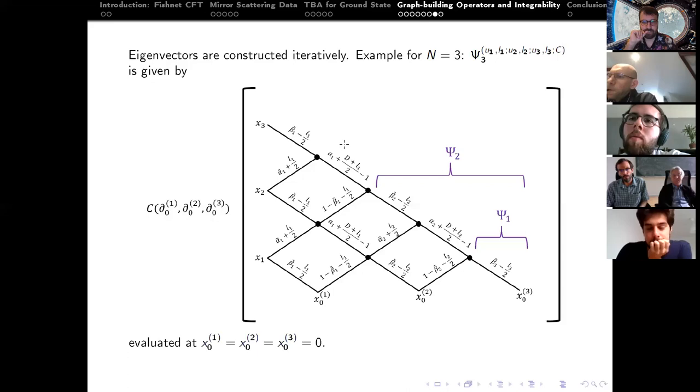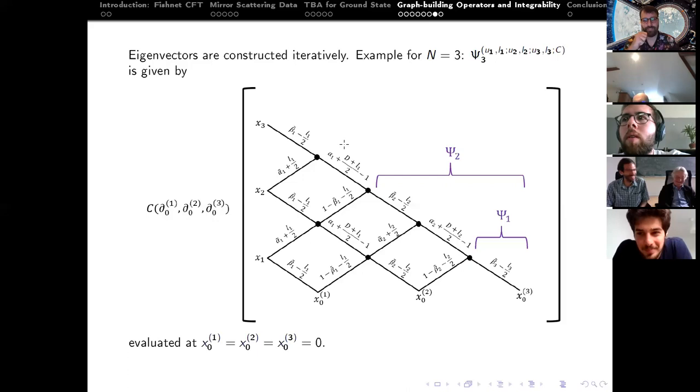But when you send this x to zero, is there any divergence or not? No. Okay, then probably you just have to differentiate. That's the only possibility. Otherwise, you can set them to zero straight from the beginning. But that's the point. You have to differentiate first.